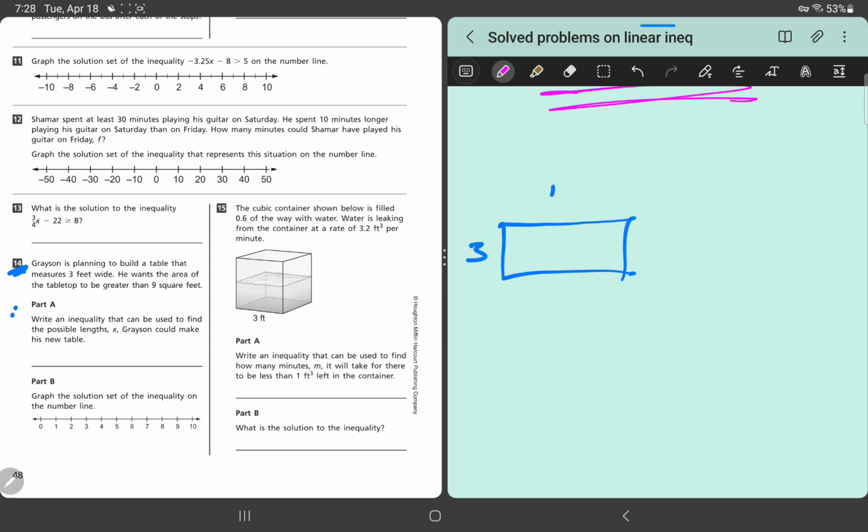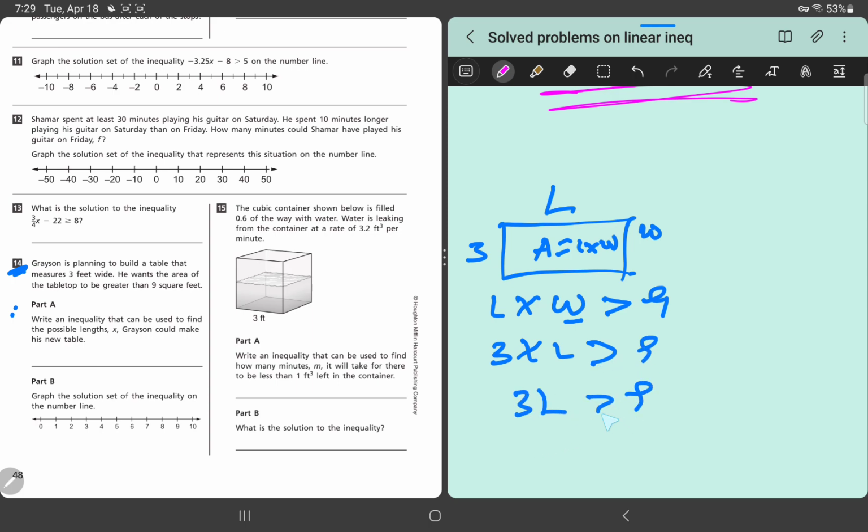So there is some length L. The area is length times width for a rectangle. The area greater than 9 square feet means the length times width has to be greater than 9 square feet. The width is 3, so 3 times the length is greater than 9. Now you divide by 3 on both sides, so your length has to be greater than 3, since 9 divided by 3 is 3.